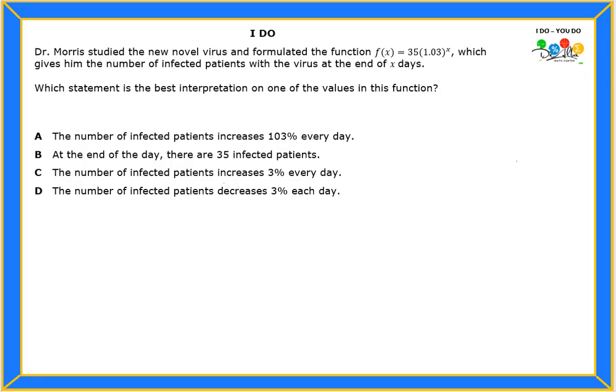Okay, so what I'm looking for here is a statement which is going to give me the best interpretation of the scenario. And the scenario is given in this equation up here. It's very important that we know what each one of those numbers represents. So what about if we rewrite it? Let me write it down here.